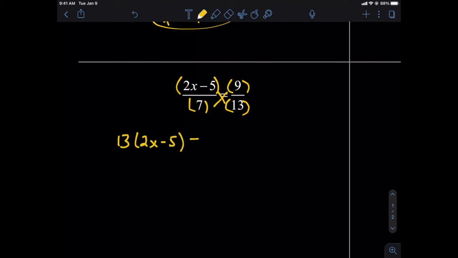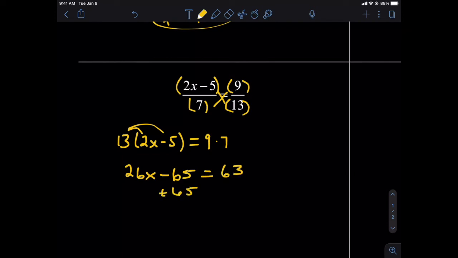The parentheses remind us that we need to distribute. And of course, we have 9 times 7 on the other side. Doing that distribution out is going to give us 26x minus 5 times 13 is 65 equals 9 times 7 is 63. Solve for x.